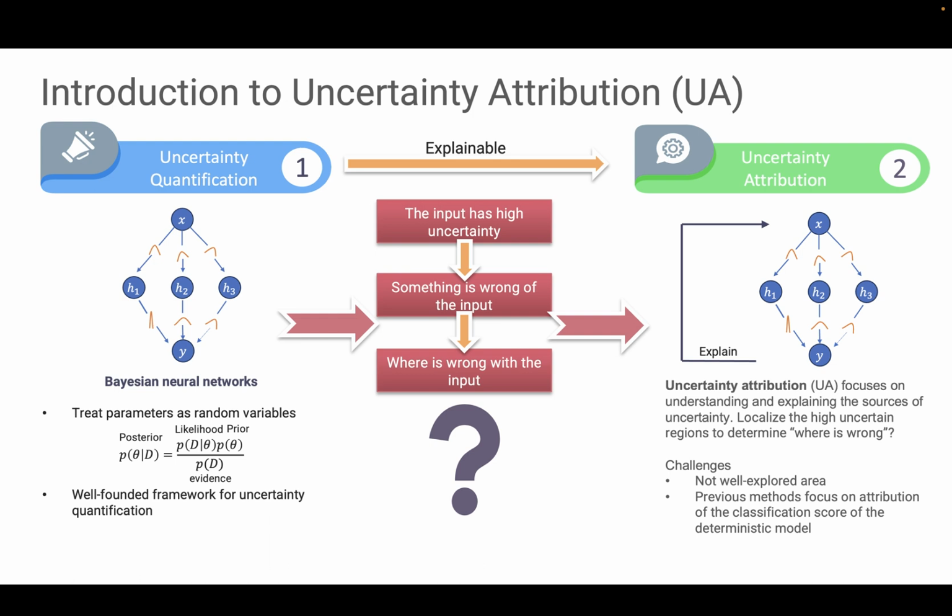This work focuses on uncertainty attribution, which tries to understand and explain the sources or causes of uncertainty. Basically, we want to localize the high uncertainty regions to determine where it's wrong. It is not a well-explored area, and previous methods, especially explainable AI methods, focus on attribution of the classification scores of deterministic models.